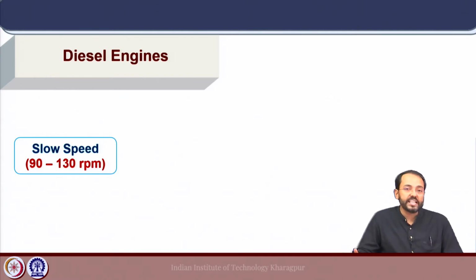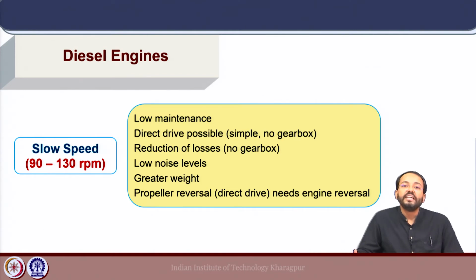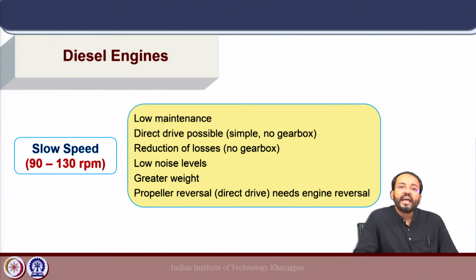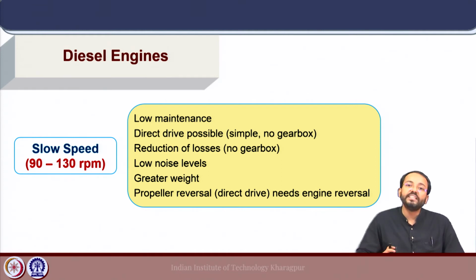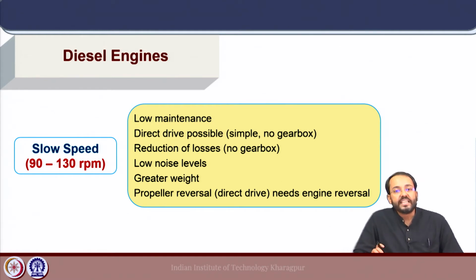If we look into the aspects of slow speed diesel engines, these are low maintenance and a very simple arrangement, because the engine is directly connected to the propeller. So, direct drive is very much possible here and there is no gearbox involved. The engine being directly connected to the propeller, the RPM of the engine will be the same as the propeller here. So, we can save a small part in the losses, the gearbox losses, which is considered in the shafting loss when we discussed hull propeller interaction.